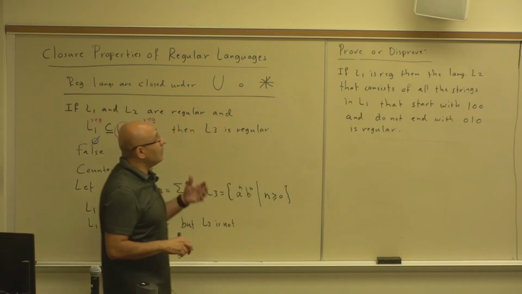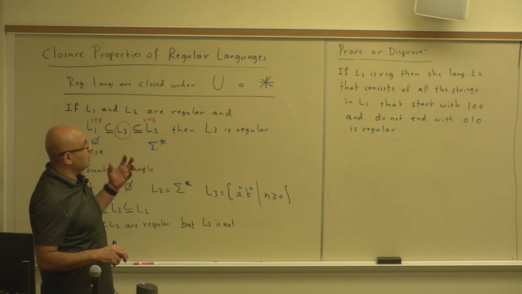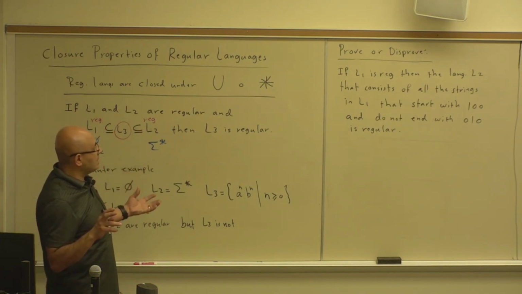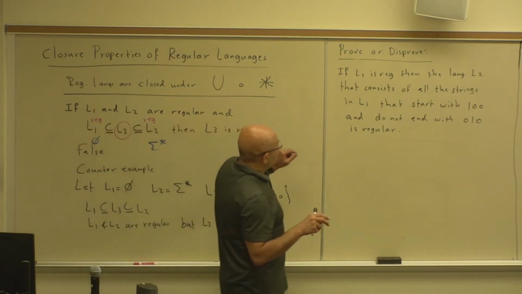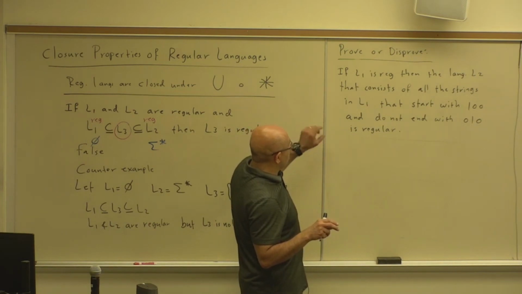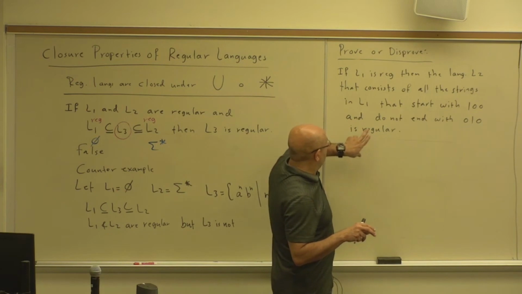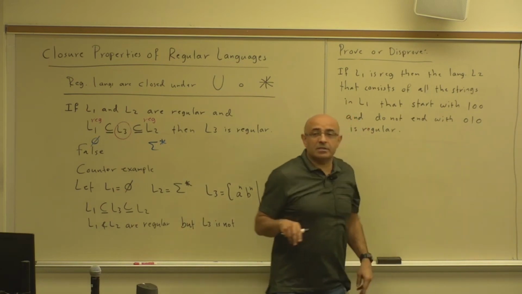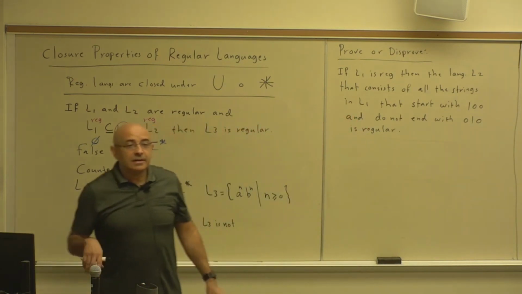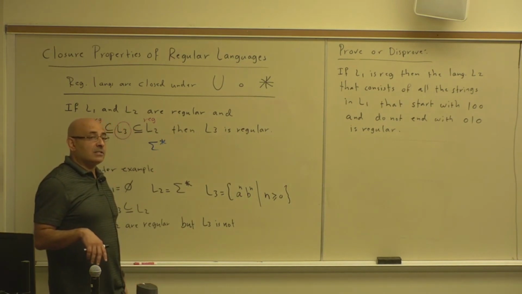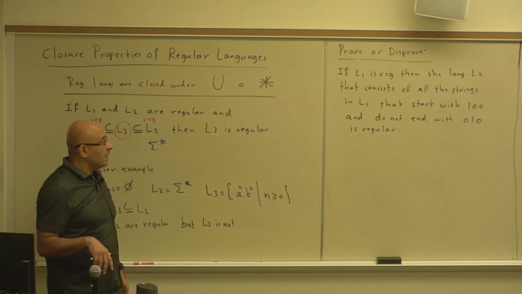So we're saying L1 is a regular language and L2 is related to L1. It's L1, but it has only the strings that start with 100 and do not end with 010. So think of this in terms of set relations, right?